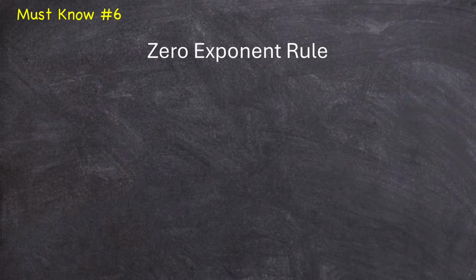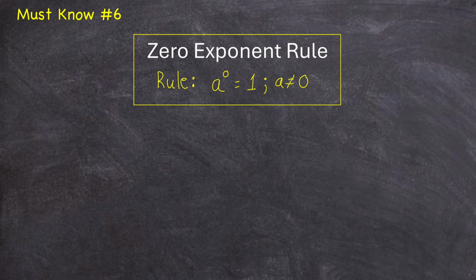Must know exponent rule number 6, the zero exponent rule. This rule states that any number to the power of 0, so let's say a to the power of 0, is equal to 1, as long as the base of the power, a, is not 0 itself, because 0 to the power of 0 is undefined. And this will be an easy rule for me to show you how it works with a couple quick examples.